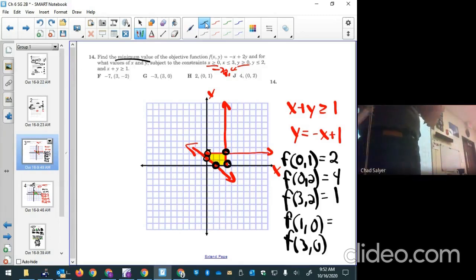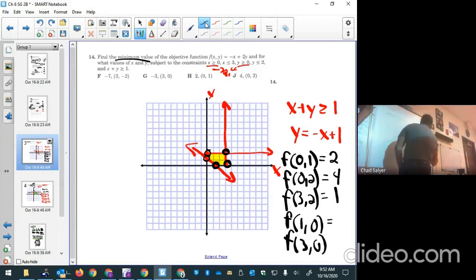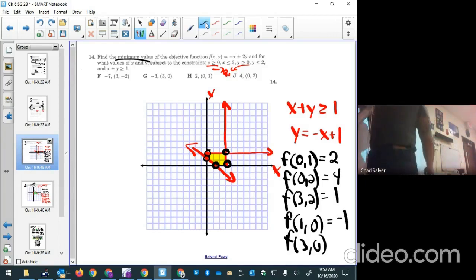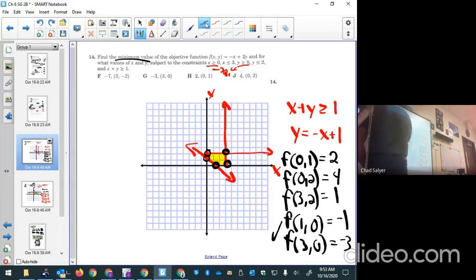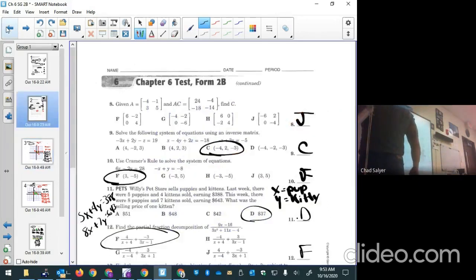All right. So the 1, 0 here is going to be -1. 3, 0 here is going to be -3, and that is our minimum value, -3. And it occurs at 3, 0. G is in golf. That's our answer there.